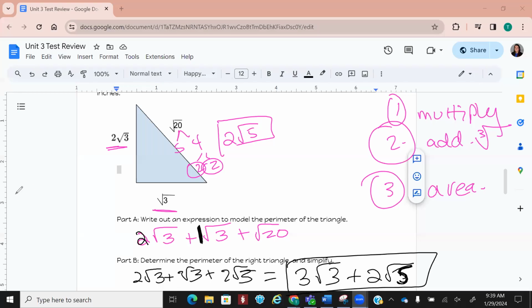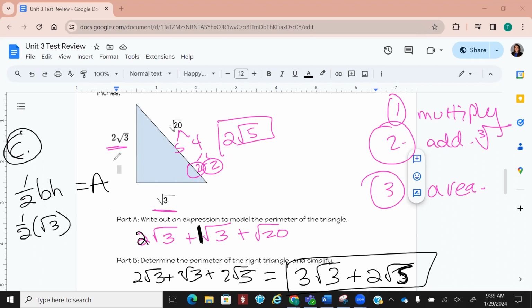Fun. All right, we got 1/2 base times height, which is our area. Okay, this is part C. So this is part C. I'm not scrolling down for it though. So 1/2, what's our base? Square root of 3. And what's our height? 2 root 3. Now, ignore this 1/2 really quick.